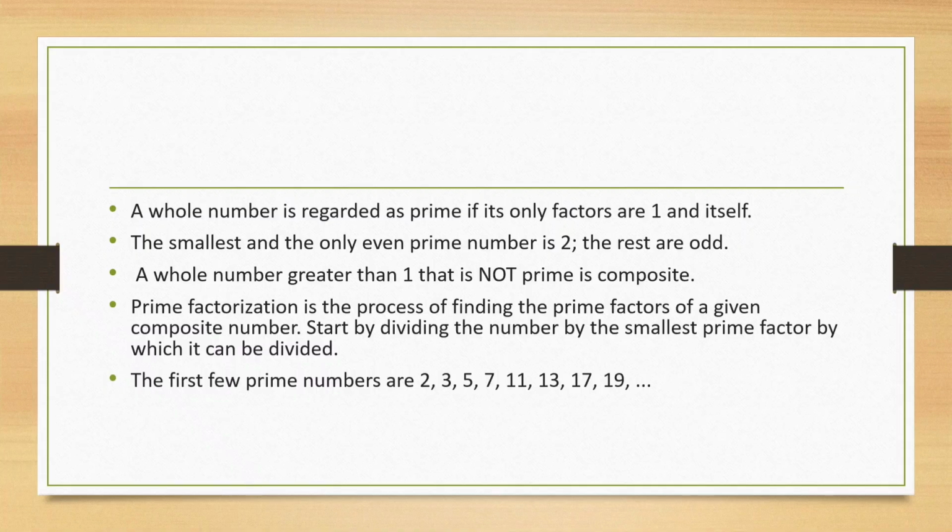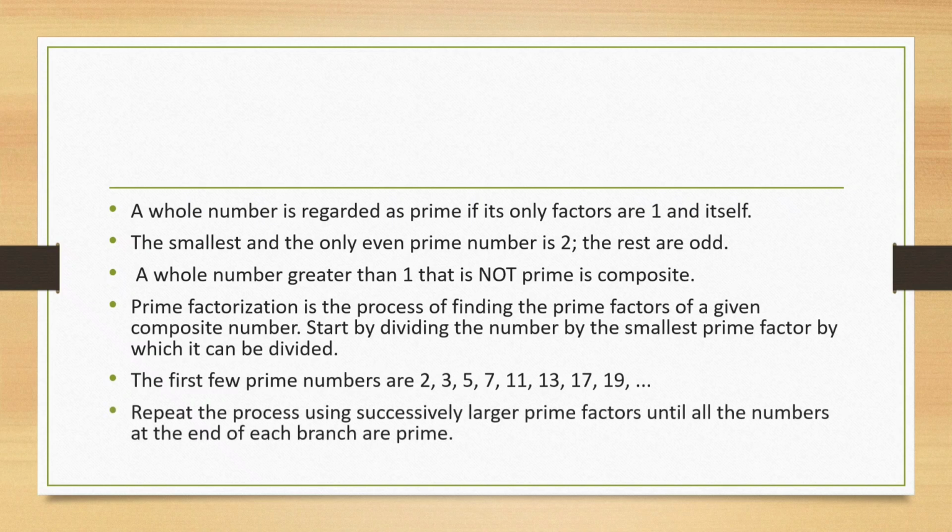Let's see a few numbers and get our doubts clear. And we'll repeat the process using successively larger prime numbers until all the numbers at the end of each branch are prime. We'll keep on doing this process till the end of each branch has a prime number. Now, how do we go about it? Let's see one number, which is 252.